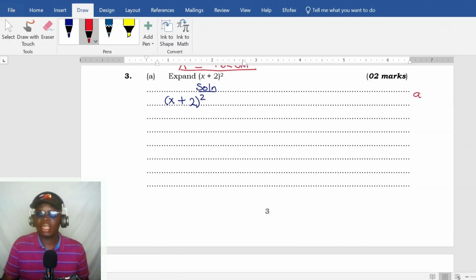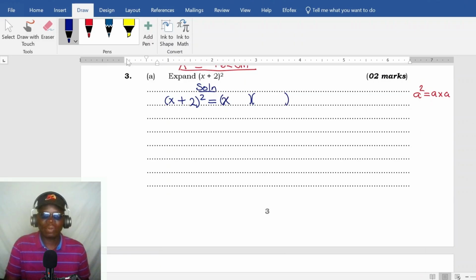If you have a square, the meaning of this is a times a, right? Now assuming my a is this compound thing, x plus 2, and I write a times a, what is this equivalent to? We have these 2 packages. The first package represents our a, and the second package also represents our a. So let's insert what is inside this package, x plus 2, and also x plus 2. I hope this makes sense.